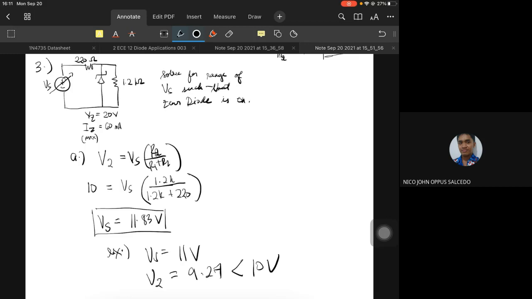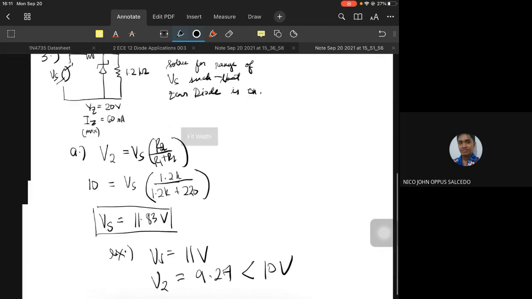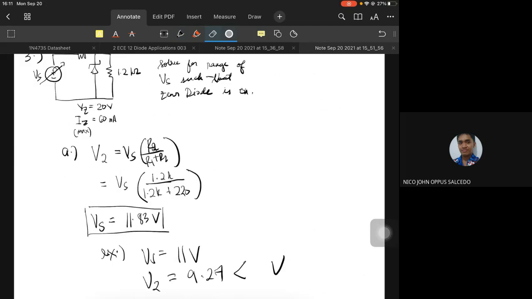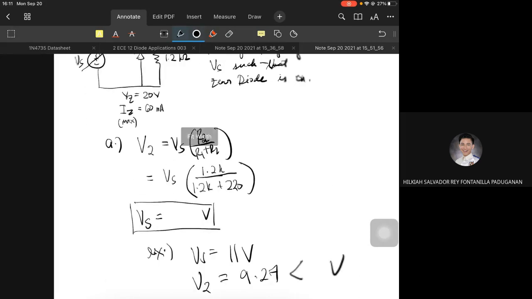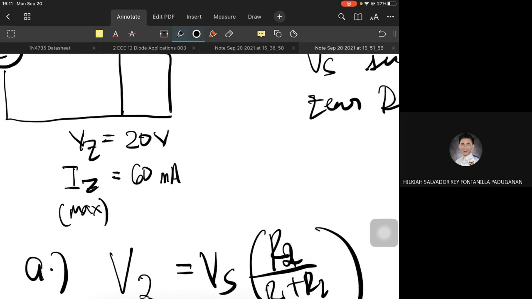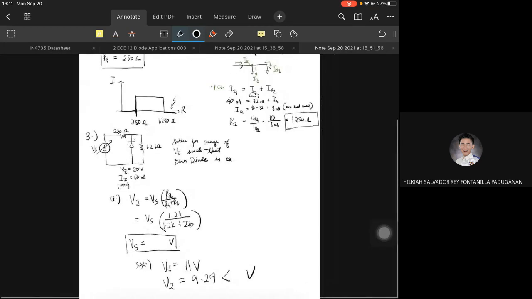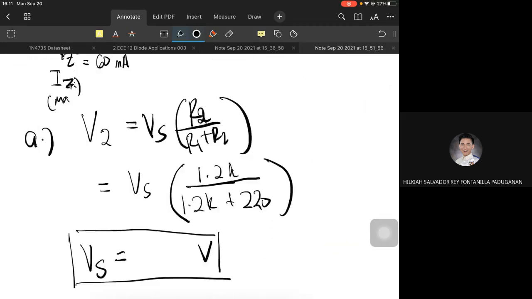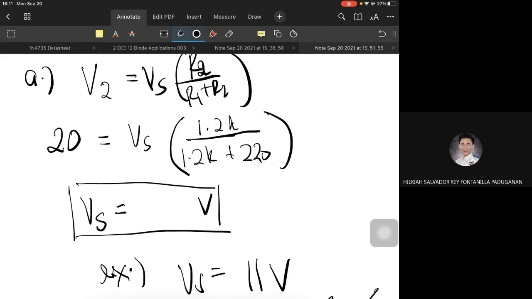So it goes like this. They need 20, just 20 is the given. Sir, VZ is also V2? Where is the 20? There is no V2, you put it in the voltage divider. It's 20 now, the 10 earlier was just for example. It should be 20. Sorry. So, 20 divided by 1,200 over 1,200 plus 220 should be 23.67. No?